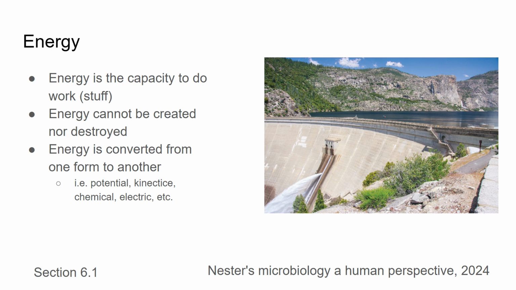So what does that mean? Let's look at if you're in a house with a ceiling fan. Energy is going to go into that fan and allow the blades to spin. So energy is allowing the fan to do work. Energy cannot be created nor can it be destroyed, and energy can be converted from one form to another.